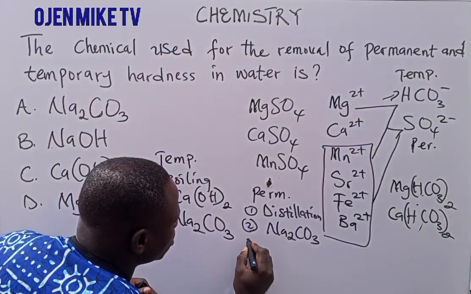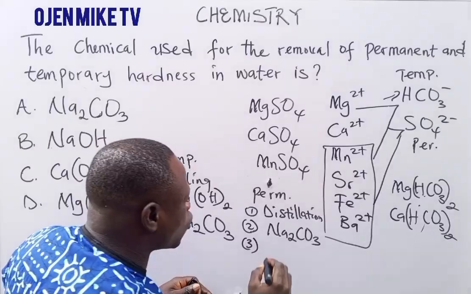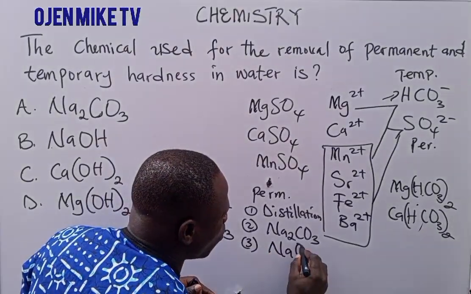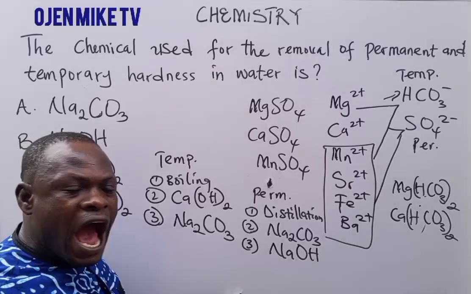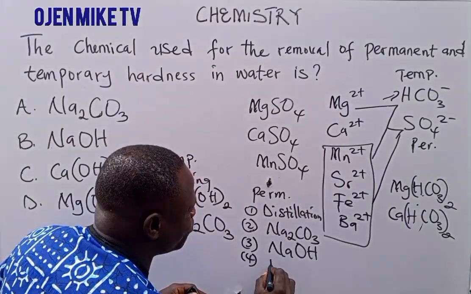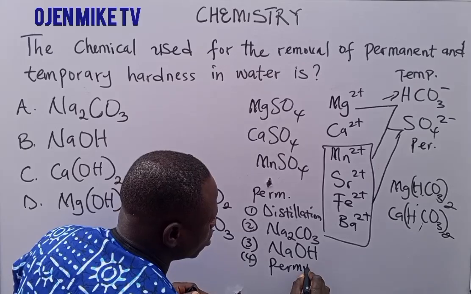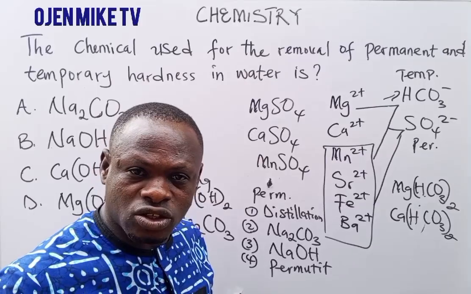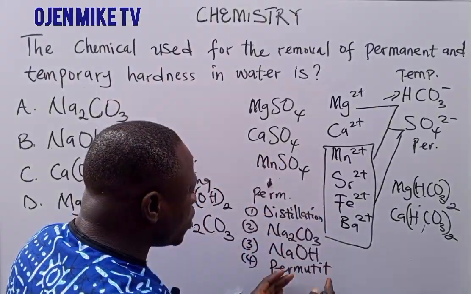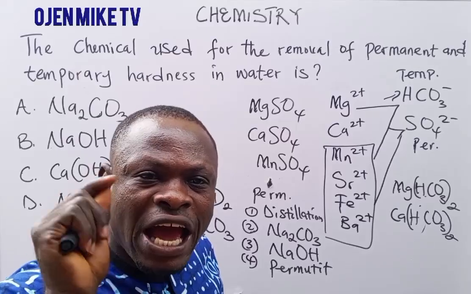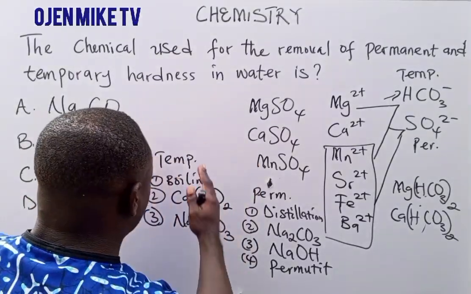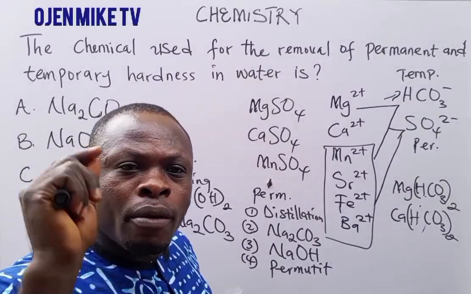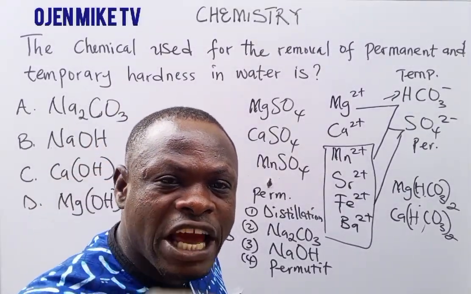Another one is caustic soda. Caustic soda is NaOH. Are you following? And another method is what? Number 4, we have Permutit, that is the use of ion exchange resin. You understand? So these are the 4 ways you can use to remove permanent hardness of water. And these are the 3 ways you can use to remove temporary hardness of water.